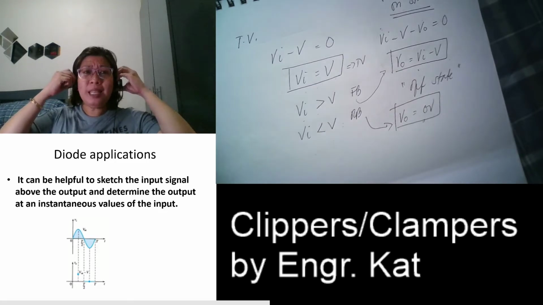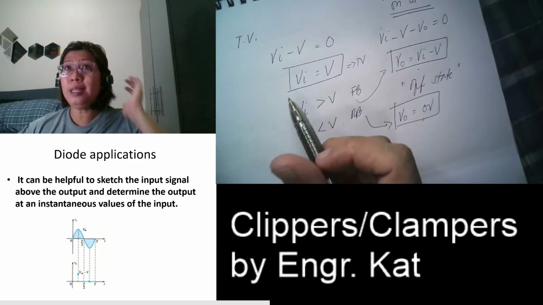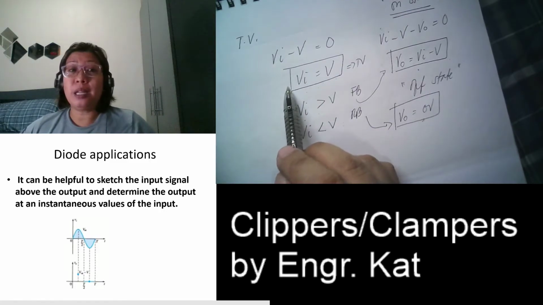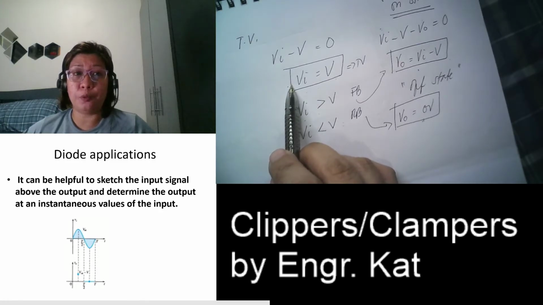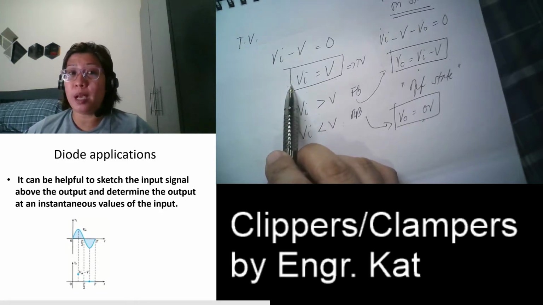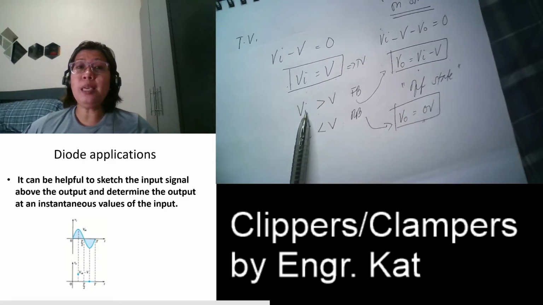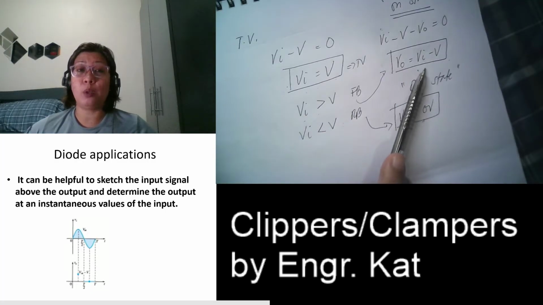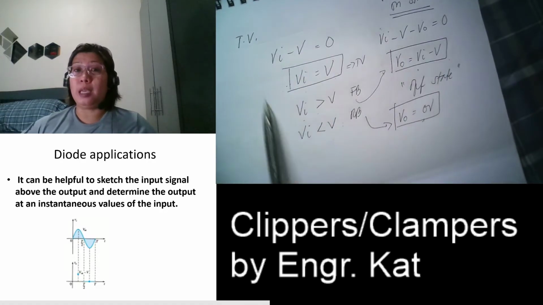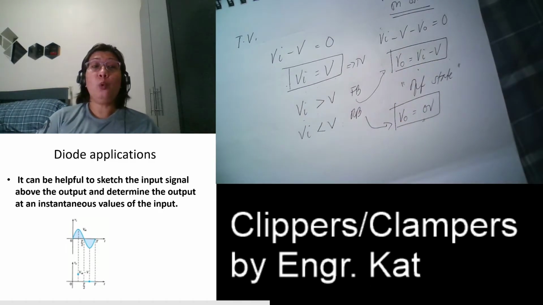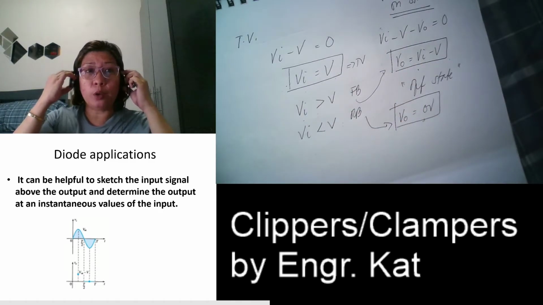So you only need these three, class. The transition voltage, because every time you reach VI is equal to V, when your diode is on, it will become off. When your diode is off, it will become on. When your VI is greater than V, your output is equivalent to VI minus V. And when your VI is less than V, your VO is equal to 0. These three will help us sketch our output waveform.